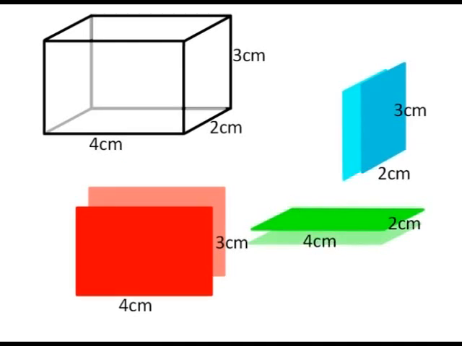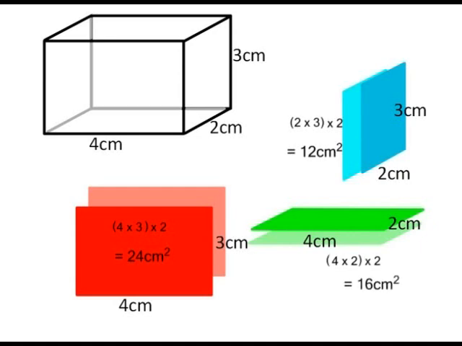So now we calculate the area of all these faces and add them up. All are rectangles, and so area is length times width. So this is 3 times 4, that gives us 12, and there are 2 of them, that makes it 24 square centimeters. Then these blue ones, 2 times 3 is equal to 6, 2 of them makes it 12 square centimeters. This is 4 times 2, that is 8 square centimeters, but there are 2 of them, and that makes it 16 square centimeters. And so the total surface area is 24 plus 16 plus 12, and that gives us 52 square centimeters.